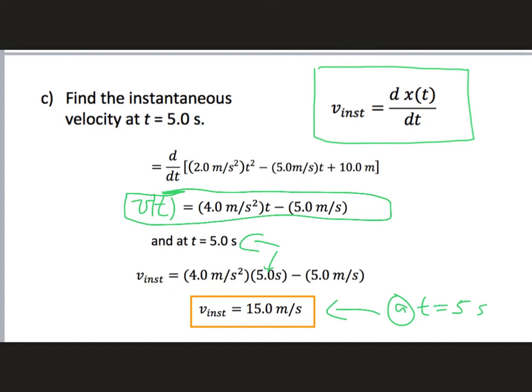But the key thing here is, if you're given position as a function of time, and that would be our x of t formula, and you want to know what the velocity is as a function of time, the instantaneous velocity, you just take the derivative. And then once you have that derivative, if you want to know what the velocity at a particular time is, you just plug that time in and calculate it.